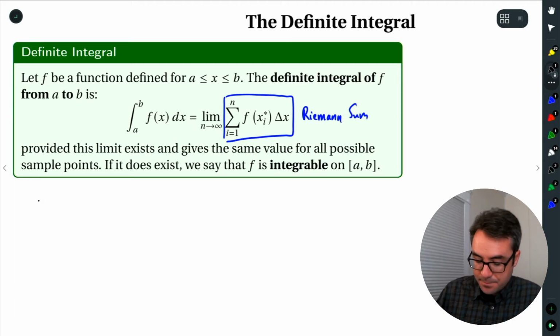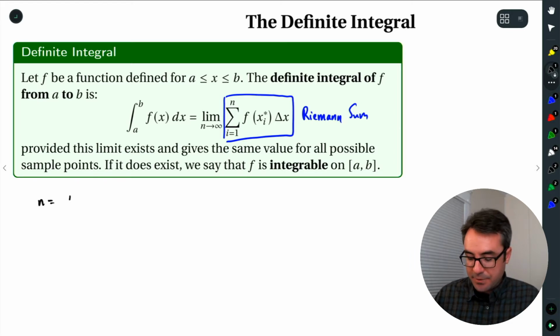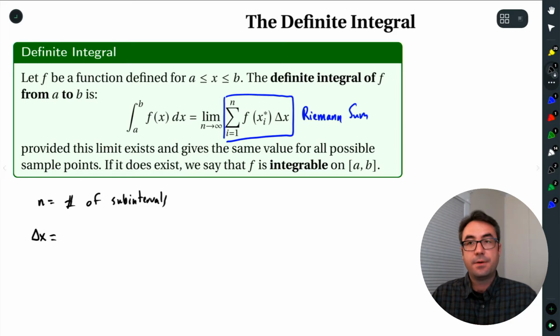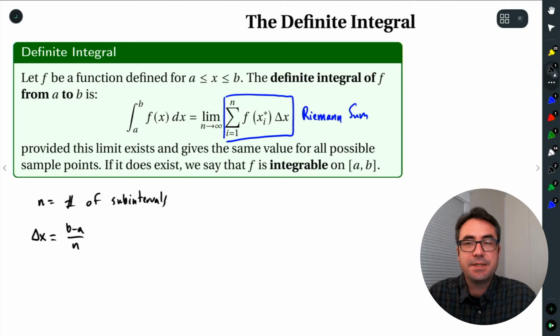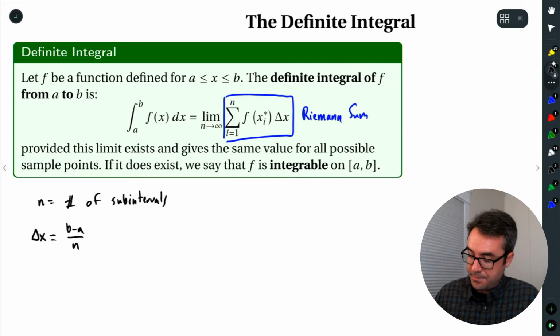So n represents the number of subintervals. So if n's going to infinity, what that means is that delta x, the width of our subintervals, is going to get very small. So delta x we calculate as b minus a divided by n, and this is the width of each subinterval.